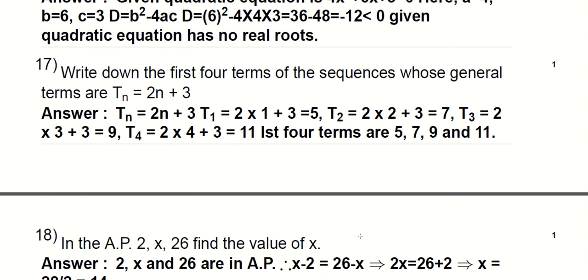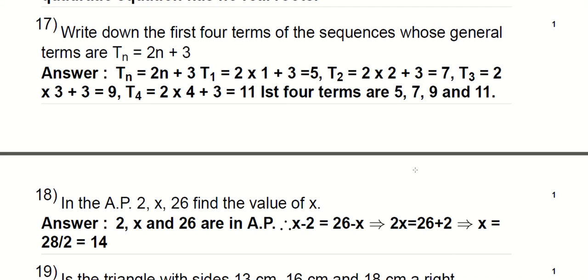Write down the first 4 terms of the sequence. The general term is given, so find t1, t2, t3, t4. For n equals 1 it is 5, for n equals 2 it is 4 plus 3, which is 7, for n equals 3 it is 6 plus 3, which is 9, and for n equals 4 it is 8 plus 3, which is 11. That's it.